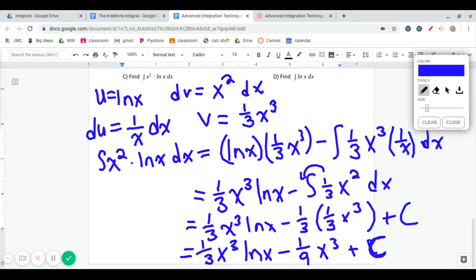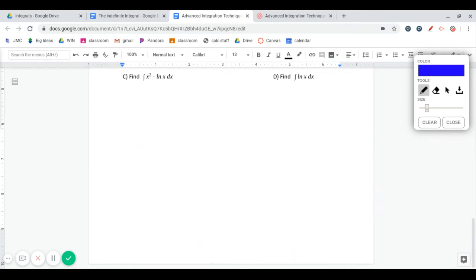Now we'll take a look at part D. So we have the natural log of x, the integral of the natural log of x. You might say, wait a sec, where are two functions? Do we have two functions? So yeah, remember how ones are invisible? That's what we're going to do here. So we're going to say this is the integral of 1 times the natural log of x dx.